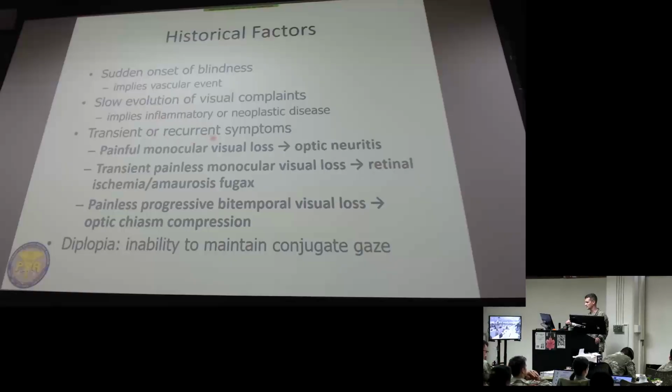And then with these transient recurrent symptoms, painful monocular vision loss is optic neuritis. If I have transient painless monocular vision loss, I think retinal ischemia, amaurosis fugax. Have we seen this word before, or is this new and exciting? We've seen that one before? Have you seen its ugly brother, proctalgia fugax? Oh, that's a bad one. Not in this class, but in a different one, pay attention. I saw that in clinic a lot, and I was like, I don't know what this is. It's proctalgia fugax. I'm like, okay. All right, and then painless progressive bitemporal vision loss, so bitemporal hemianopsia, think optic chiasm compression. And then diplopia, inability to maintain conjugate gaze.